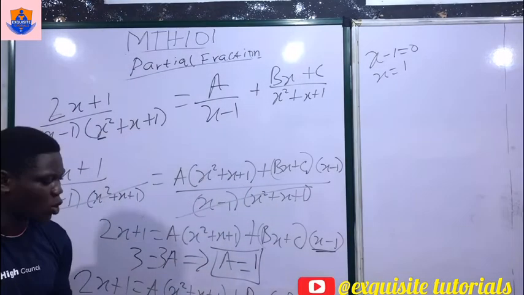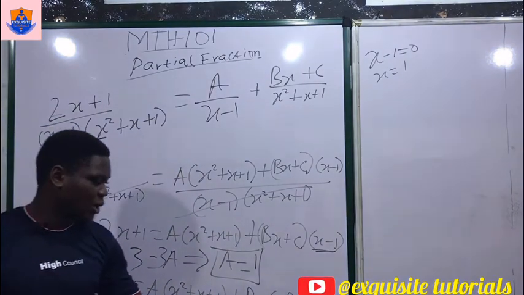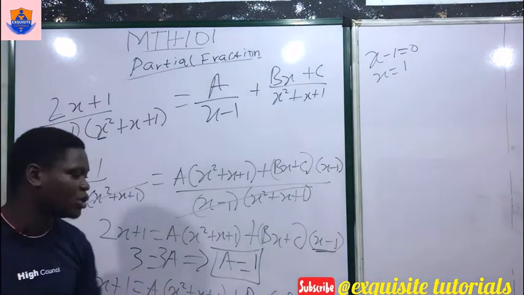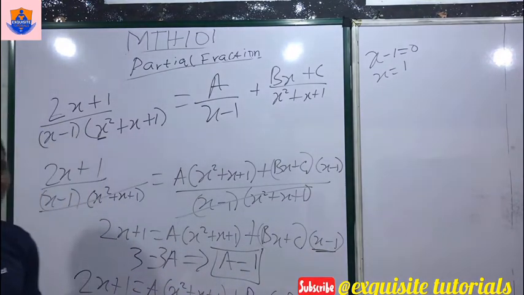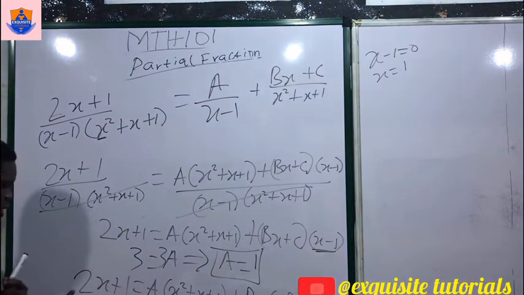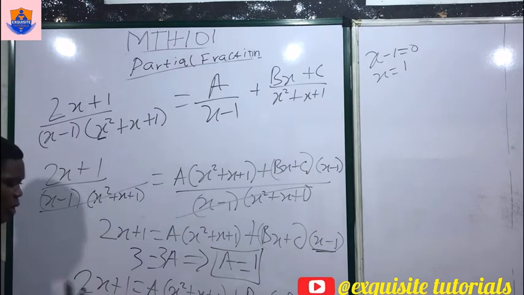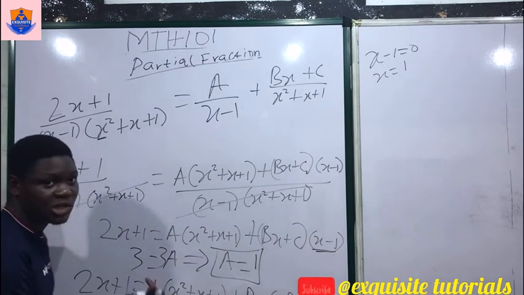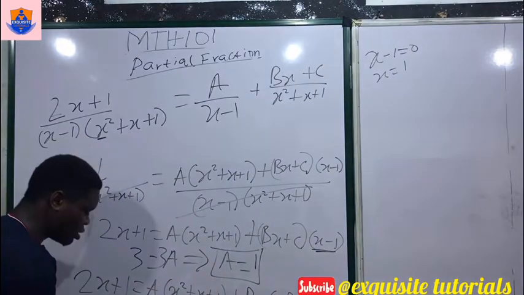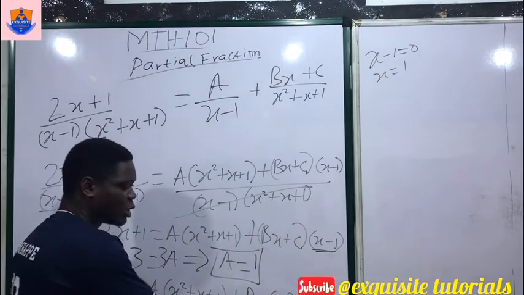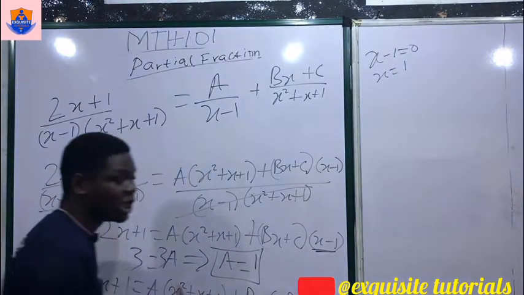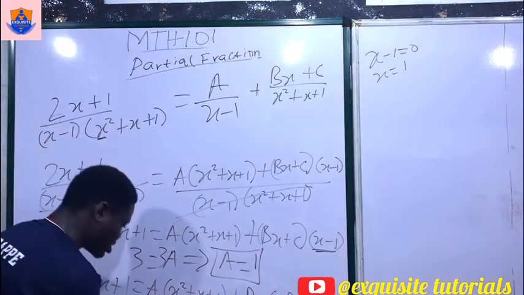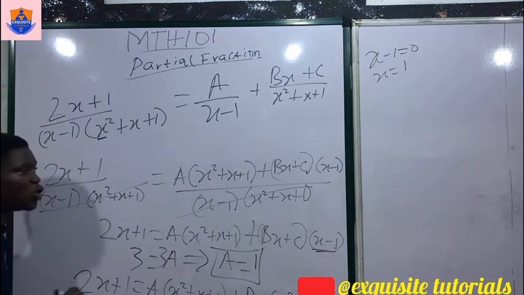Now if x was 0, we can eliminate b. So let's put x as 0. Now if x is 0, 2 times 0 is 0. So we have 1 equals 0 plus 0 is 0 plus 1. So we have a plus 0 times b, which is 0, so this part has been eliminated. 0 minus 1 is minus 1, so we have minus c. So a minus c equals 1.